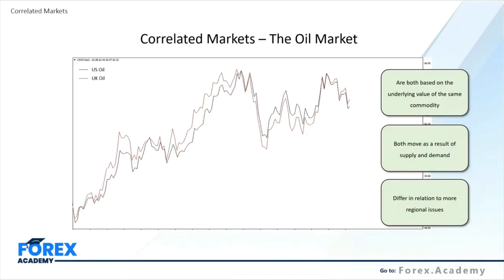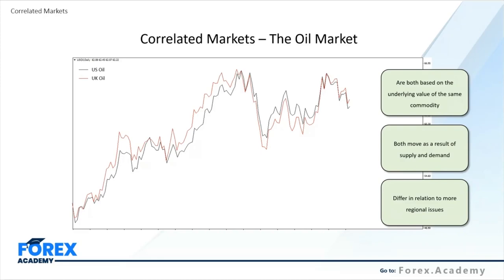When we move across to the commodity sector, two very obvious choices, I suppose, to trade are the oil markets. We have US oil, WTI crude, and UK oil, which is really the Brent benchmark from North Sea drilling. They are both based on the underlying value of the same commodity. So this is perhaps one of the best examples we can use in terms of correlation.